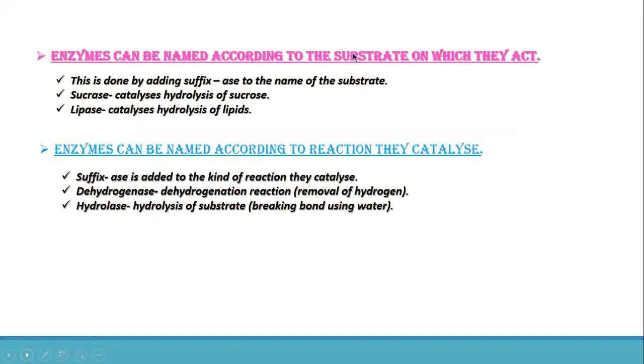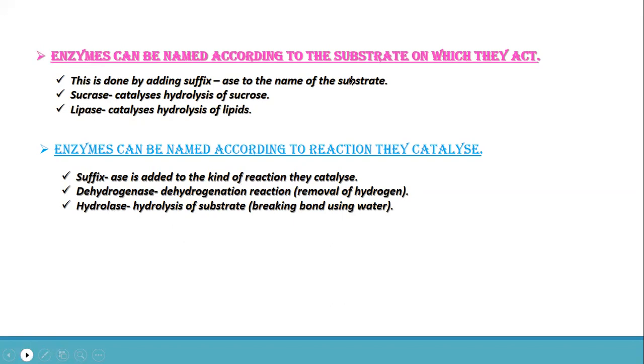Enzymes can be named according to the substrate on which they act. This is done by adding the suffix "ase" to the name of the substrate. Example, sucrase. Enzymes can also be named according to the reaction they catalyze. The suffix "ase" is added to the kind of reaction they catalyze, for example dehydrogenase.